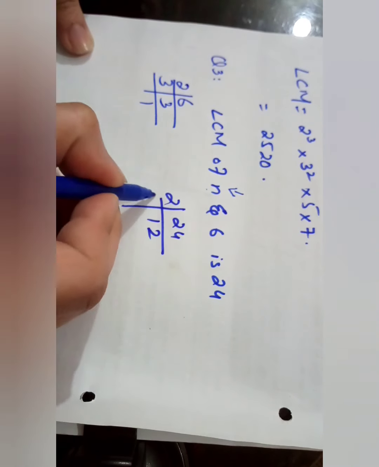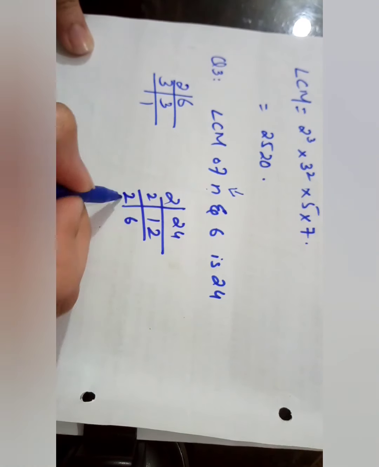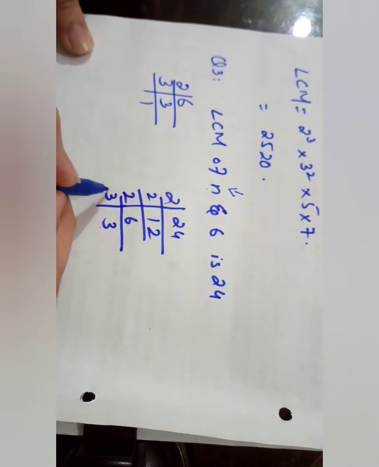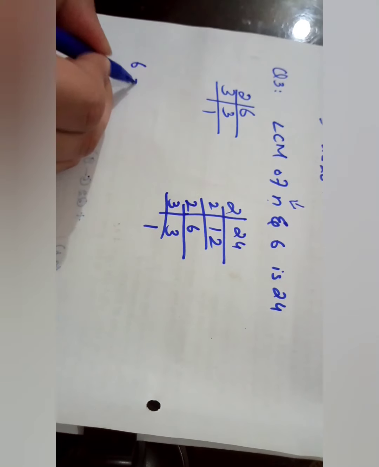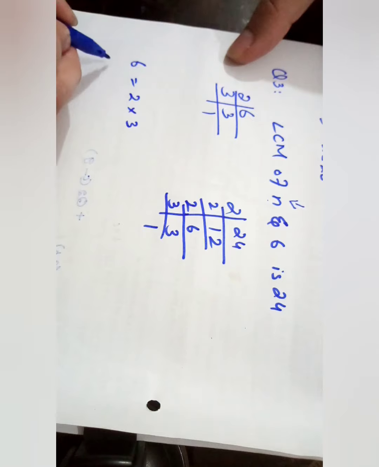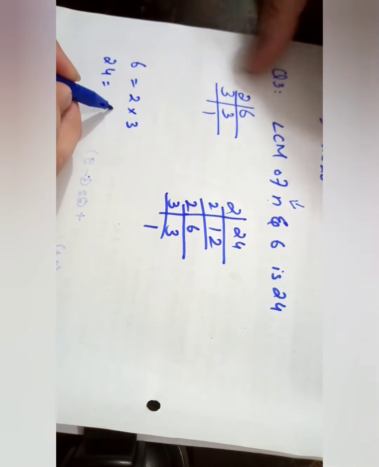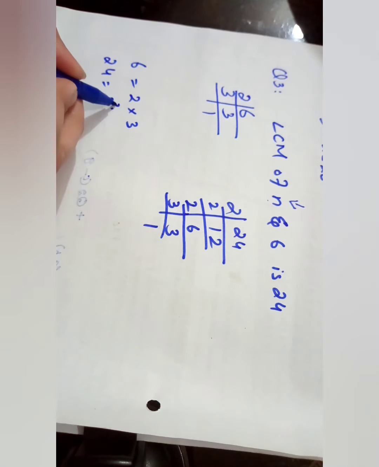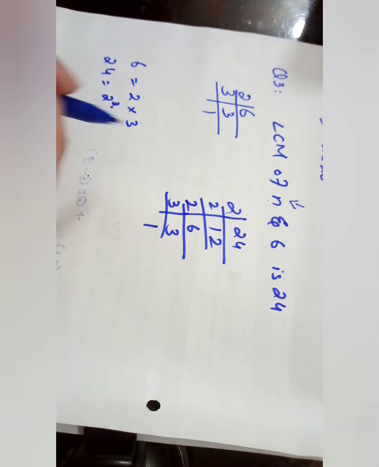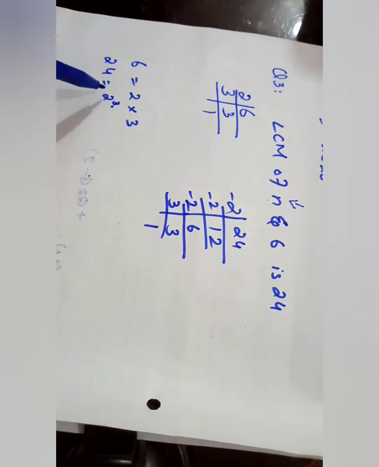And 24: 2 1s are 2, 2 2s are 4, 2 6s are 12, 2 3s are 6 and 3 1s are 3. So just write down the factors of 6 as 2 multiplied by 3, and 24 having the factors 2 power 1, 2, 3. How many 2s do we have? We have 3: 1, 2, 3. So 2 power 3 multiplied by 3.